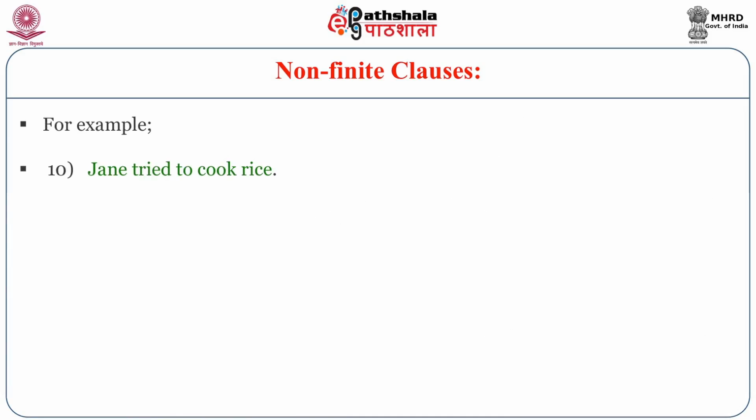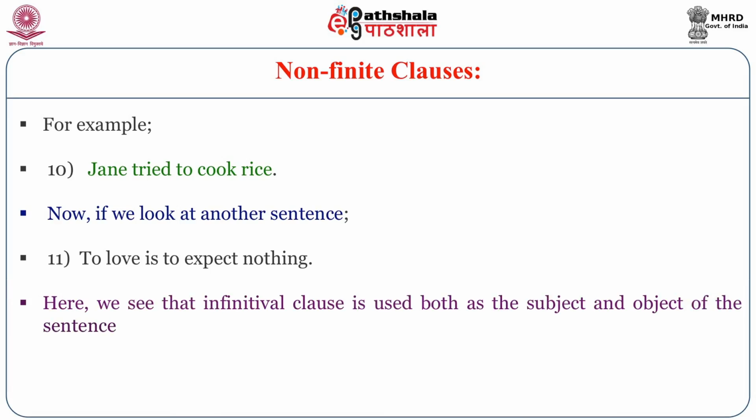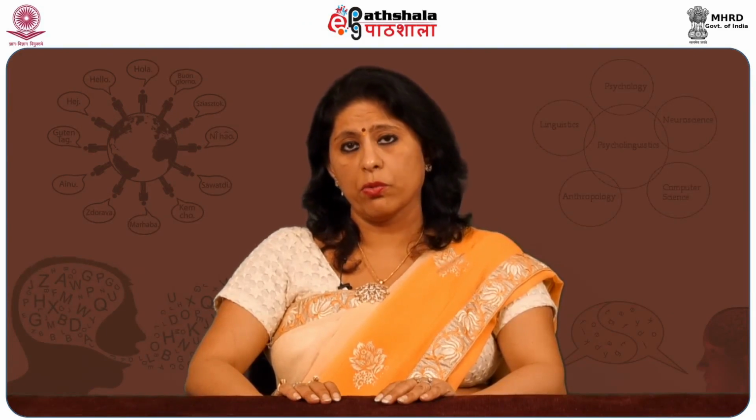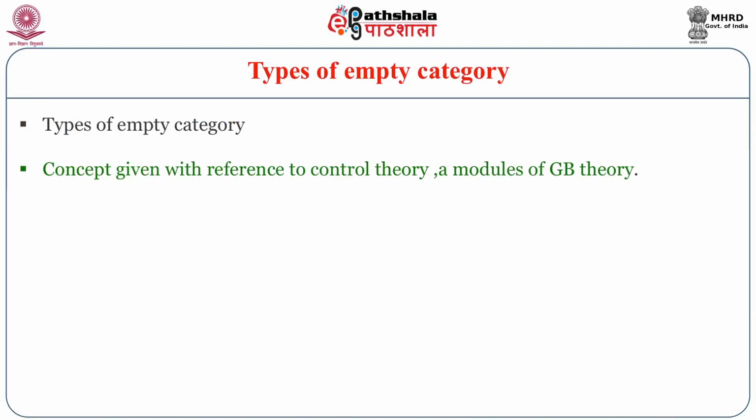For example, Jane tried to cook rice. Now if we look at another sentence, to love is to expect nothing. Here we see that the infinitive clause is used both as the subject and object of the sentence: as subject in sentence 1 and as object in sentence 2. There are various types of empty categories. The first is big PRO, a concept given with reference to control theory, that is one of the modules of GB theory.